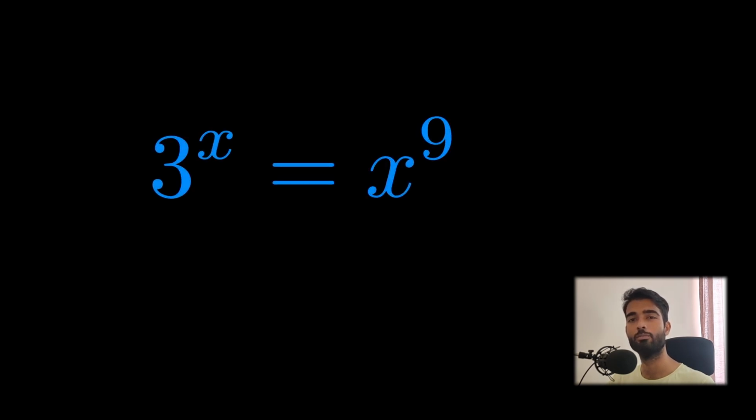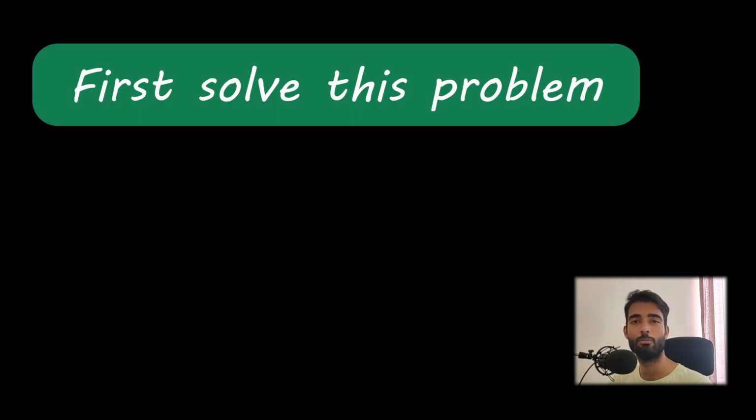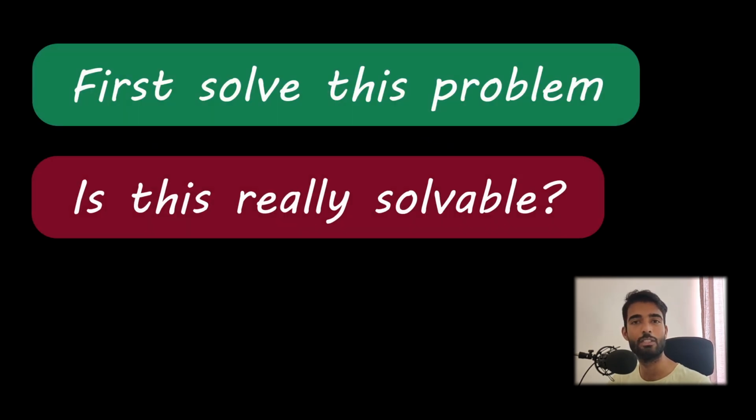Hi everyone. Today we are going to discuss this problem which is common yet peculiar and present in almost every mathematics channel on YouTube, that is 3 to the power x equals x to the power 9. Now ironically, first we are going to solve this problem and then we are going to question, is this really solvable? Let's first discuss this simple problem, that is 3 to the power x equals x to the power 3.